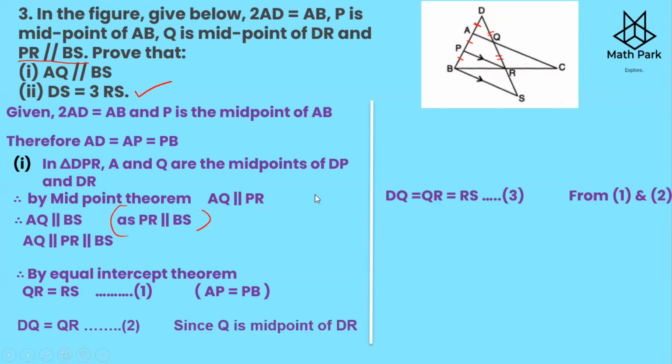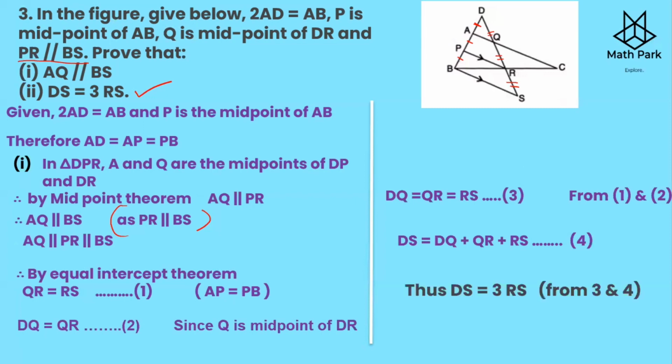And you have DQ is equal to QR because Q is the midpoint. QR is equal to RS and DQ is equal to QR. So, therefore, from equation 1 and 2, you get DQ is equal to QR is equal to RS. These three are equal. And this is how you get DS is equal to 3RS, because DS is nothing but DQ plus QR plus RS. Instead of all of these, we can just write RS. That is how you get DS is equal to 3RS.